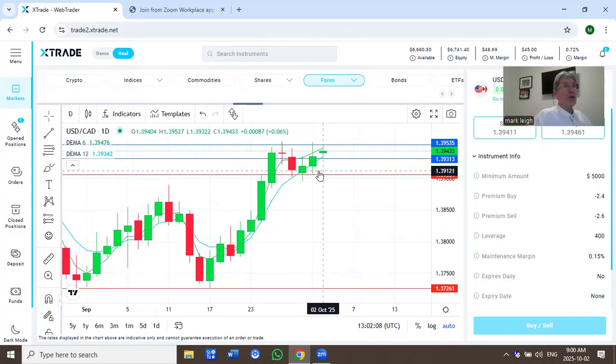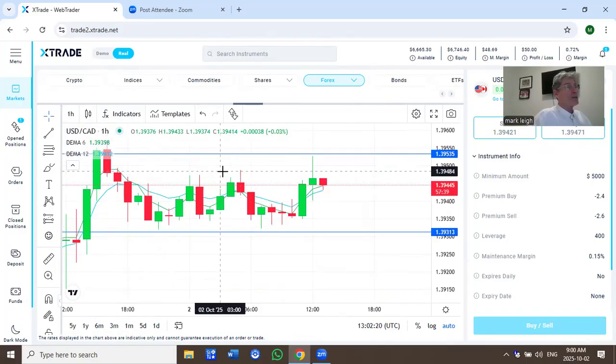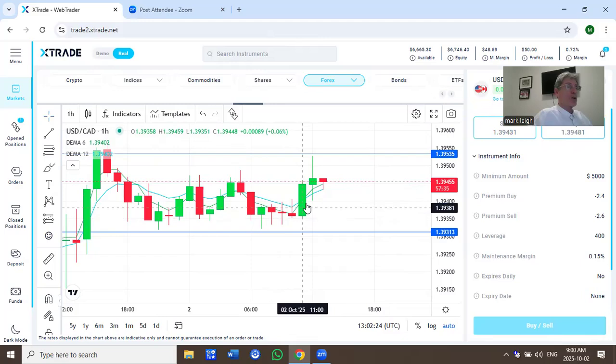I've got support at 139.31. I've got resistance at 139.53. And right now in the middle of that range, if I zoom into how we got there on the hourly, there you can see earlier US dollar weakness. US dollar has fought back the last few hours and is sitting right now in the middle of the range, looking up at the 139.53 resistance area.